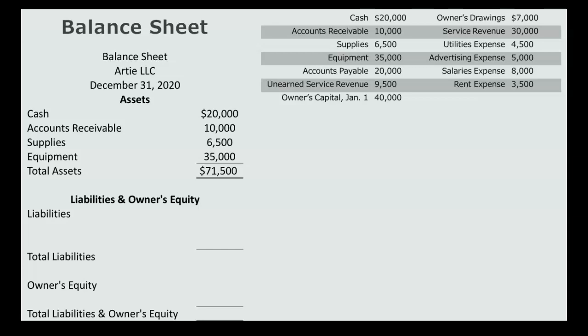Now, under liabilities, we had two different liabilities in this problem. We had accounts payable, right? That's whenever we owe someone else money, and unearned service revenue. That's when we get paid for services in advance. So we owe those people future services. Here, we're just going to list them from greatest to least. So accounts payable of $20,000 and unearned service revenue of $9,500.